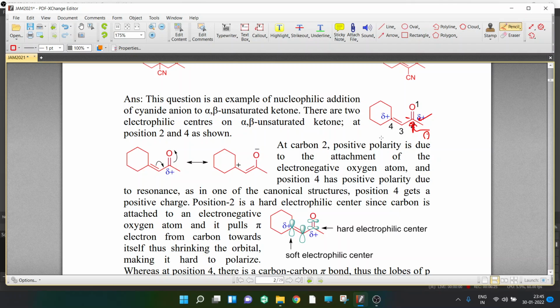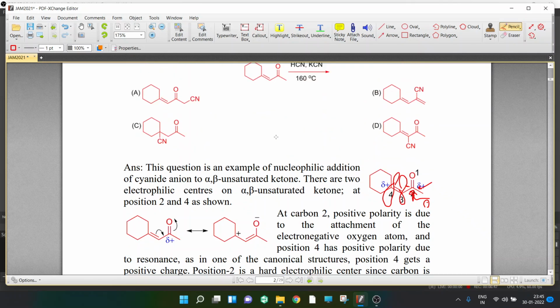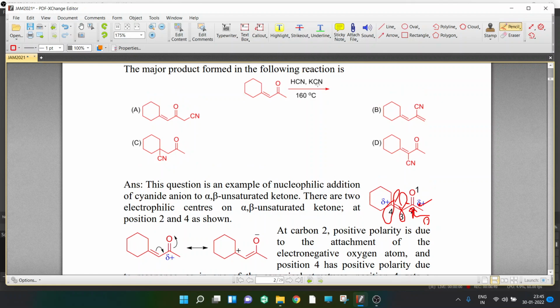Position number 4 is soft. Why? Because here a carbon-carbon double bond is there, so this p orbital is quite large, and because this p orbital is quite large, it is easy to polarize. So a soft nucleophile will attack position number 4, and a hard one will attack here. What is the nucleophile here? Here the nucleophile is CN minus.